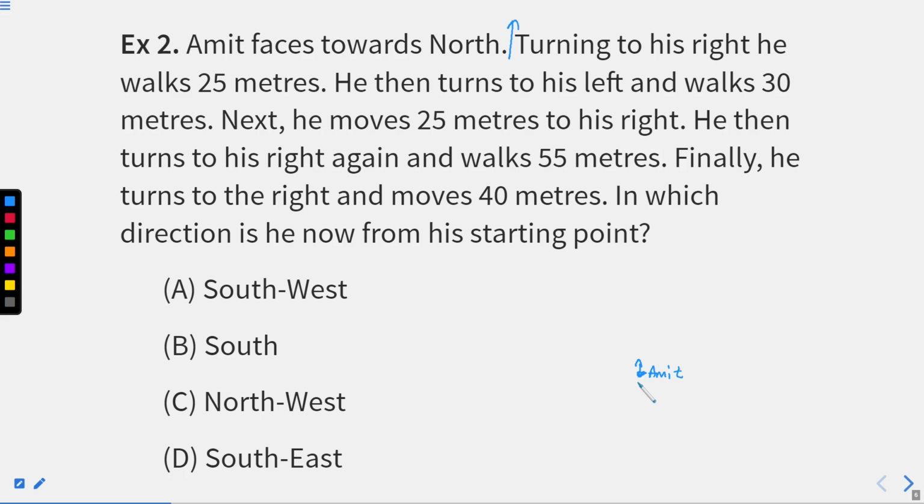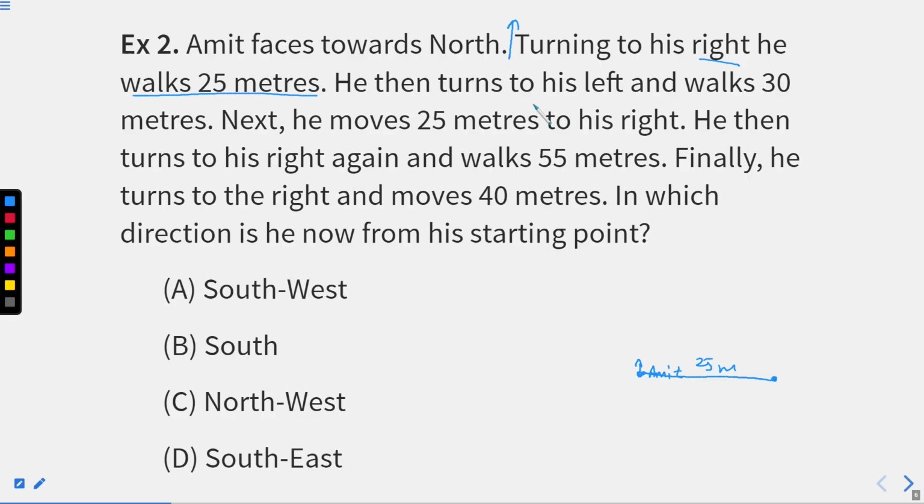Then he turned to his right and walked 25 meters. So if he is facing in this direction, right will be in this direction, and he walked around 25 meters. First, we'll read the complete question and the diagram will be shown to you, right? We'll mark every value that we get here. He walked 25 meters to the right, right?